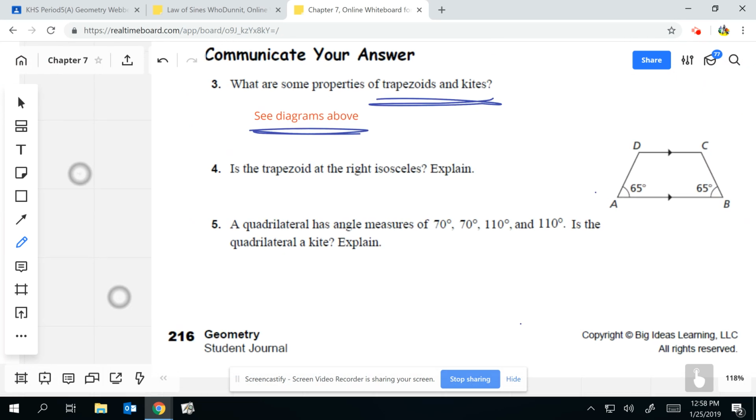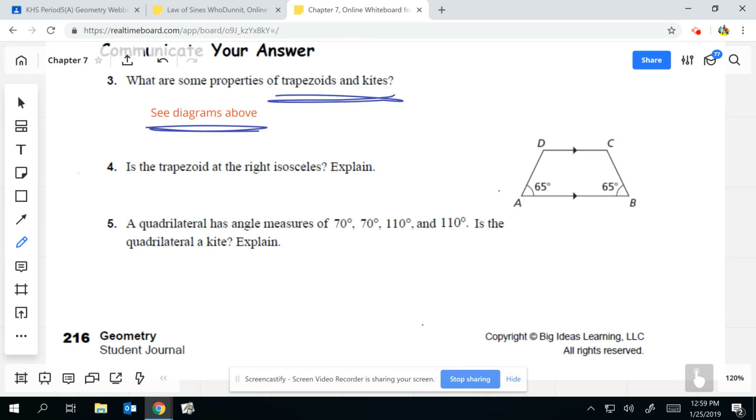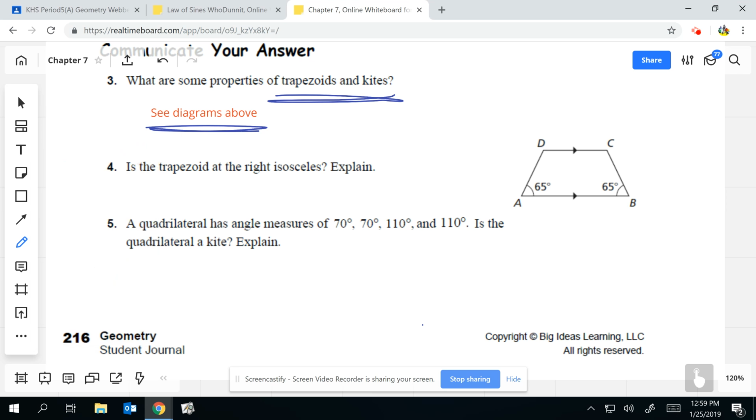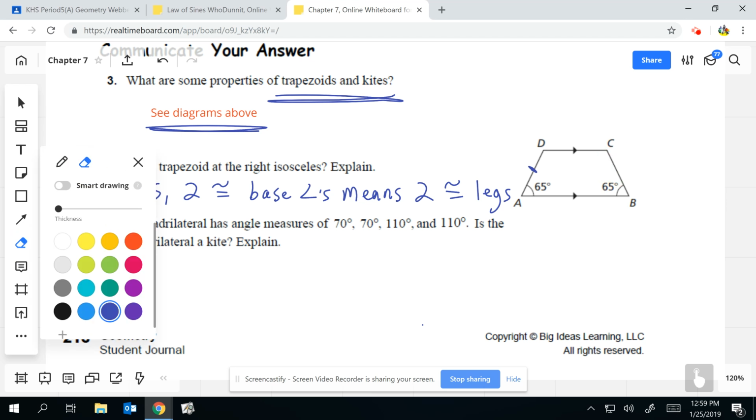Let's see if we can do these two. Is the trapezoid at the right isosceles? And it says explain. So if you see two equal angles, do you see how they're both 65 degrees at the bottom? If the two angles are equal, that means the two sides have to also be equal. So you're going to put yes. Two congruent base angles means two congruent legs. The base angles are the angles that are next to a base, and the two legs are the ones that are not parallel.